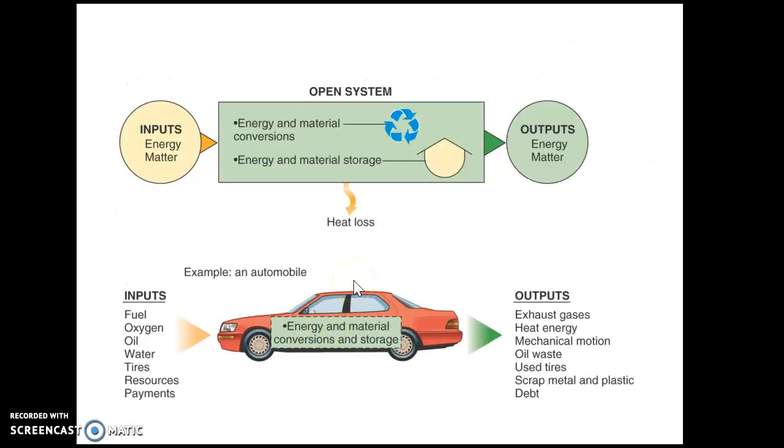This would be a system such as an automobile, just to give something we can all relate to. The inputs: fuel, oxygen, oil, water, tires, resources, yes, those good old payments that you make. The outputs, well, we hope mainly what we're trying to do is, what's the goal of that system, of all of these? Which one is really the goal? Why we built the automobile, why we use it in the first place? Of course, it's the mechanical motion. But there's all these other outputs too, okay? Most of it's heat.